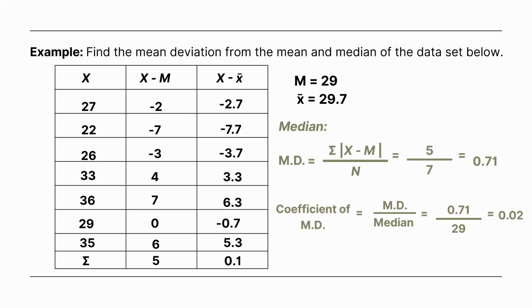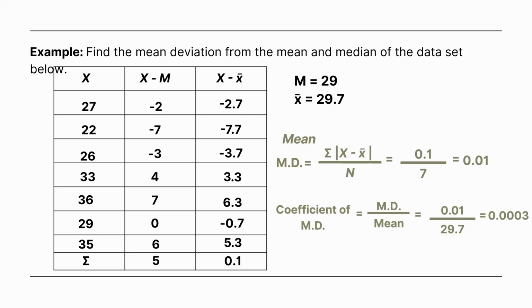Similar steps are done with the deviation of the scores from the mean. First is to subtract all the x values from the mean and get its total. Here, the total value of x minus the mean is 0.1. Then, to get the mean deviation from the mean, simply divide that value by the total number of values in the dataset, which is 7. Then 0.1 over 7 is 0.01. From that, you can get the coefficient of mean deviation from the mean by simply dividing that MD by the mean. Here, 0.01 divided by 29.7 as the mean, you will get 0.003.